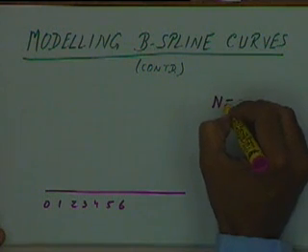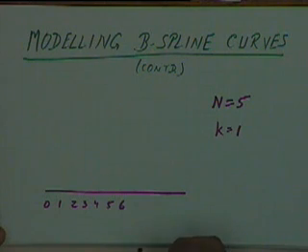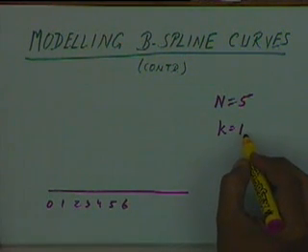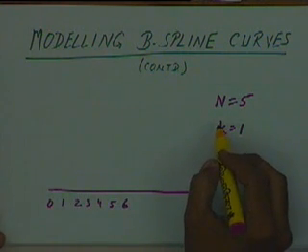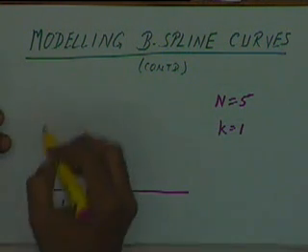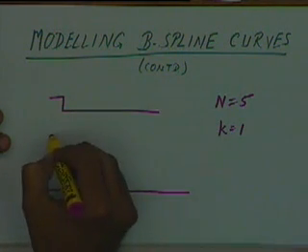Yesterday we had seen the modeling of B-Spline curves, and for the case when we said that n is equal to 5 and k is equal to 1, that means you have 6 points and the degree of the curve is 0. We had derived the expressions for the blending functions, and we had said that the blending functions would look like this.